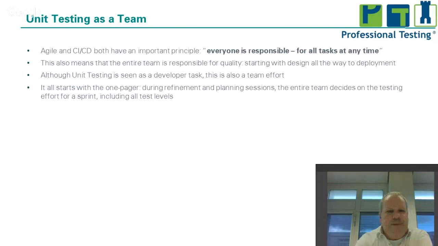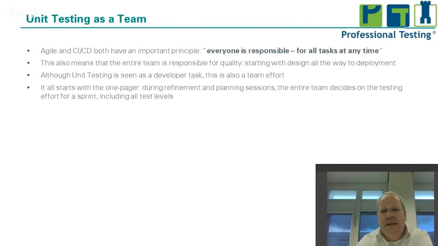One of the first things that we see in Agile and in CI/CD, and for people who do not know CI/CD, it means continuous integration and continuous development, is that everybody is responsible for all tasks at any time. So having quality in your system also is a responsibility of everyone, and not just of a tester or a quality engineer. So we actually want to have the entire team helping out in getting quality in. And this also means that unit testing, or testing in general, is a task to be done by everybody.